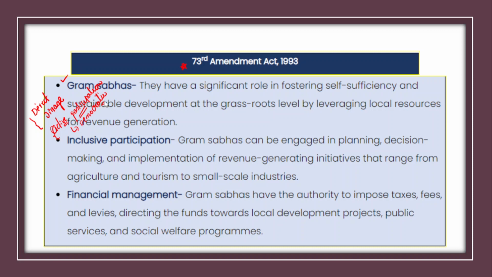Therefore the Gram Sabha will have a very significant role in fostering self-sufficiency and sustainable development at the grassroots level. The village level is also called the grassroots level; grassroots is a more formal word. The Gram Sabha can leverage local resources for adequate revenue generation. Then there is inclusive participation: Gram Sabhas ensure inclusive participation of the people, so the people can directly participate in planning, decision making, and implementation of revenue generating initiatives. For example, all the people who are part of the Gram Sabha sit together and decide on revenue generating activities.